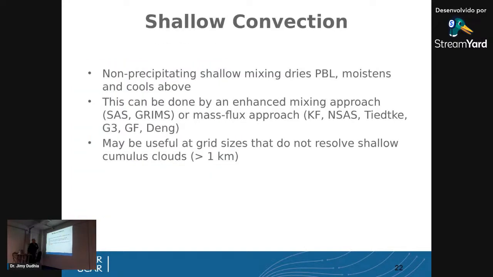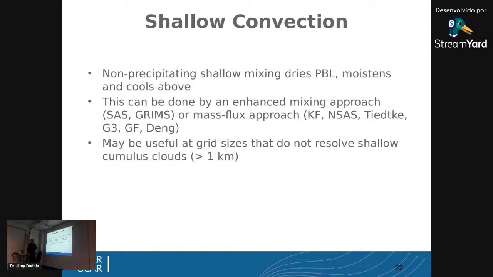We also have shallow convection in various ways in the model. By shallow convection, we mean non-precipitating shallow mixing, like cumulus clouds, which moisten and cool above the boundary layer. And this can be done by an enhanced mixing approach, as in some of these schemes, or a mass flux approach. The mass flux approach is like the cumulus scheme I showed before, where you're taking a mass of air from the boundary layer and depositing it at the top and having compensating subsidence.